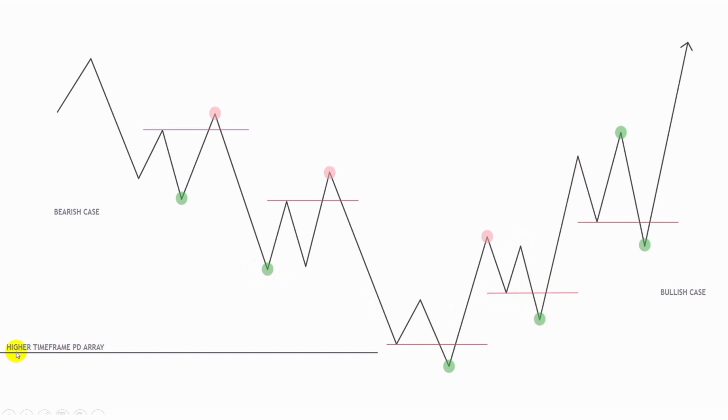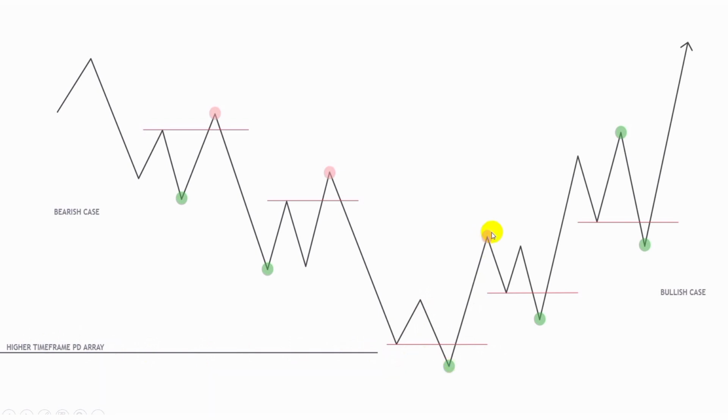So you want to see market mitigate a higher time frame PDRA, takes out the previous low that was formed, because retail traders will be expecting this swing low to act as support. Since price is reacting at a higher time frame PDRA, institutions will manipulate the movement to the downside to take out stops before we have the push of price to the upside.